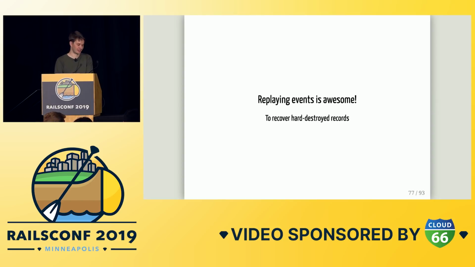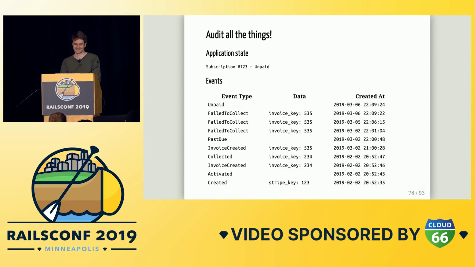Replaying events is also fantastic to recover hard destroyed records. When we started working on Drip, we would basically destroy records when a user was destroying something. And at some point, we figured that it was better to soft delete records by just marking them with a deleted at timestamp. So we just changed the destroyed event to mark the aggregate as destroyed instead of destroying it, replayed all the events, and the data was back in the database. That's kind of an aha moment.